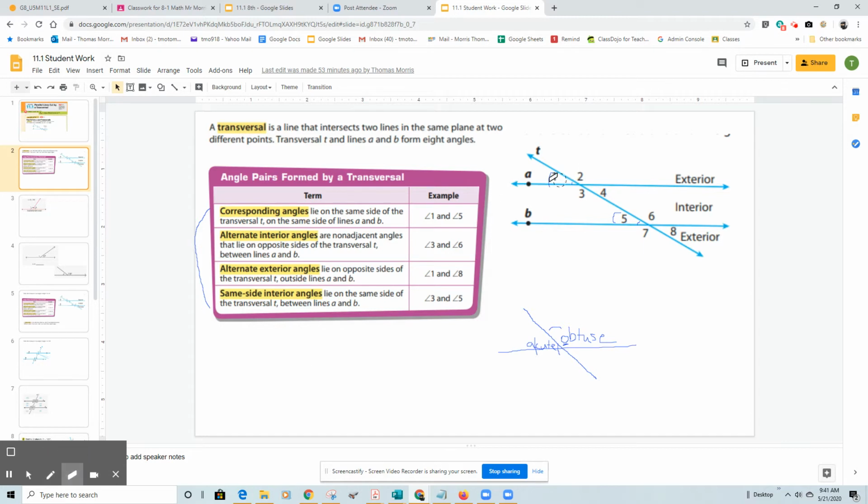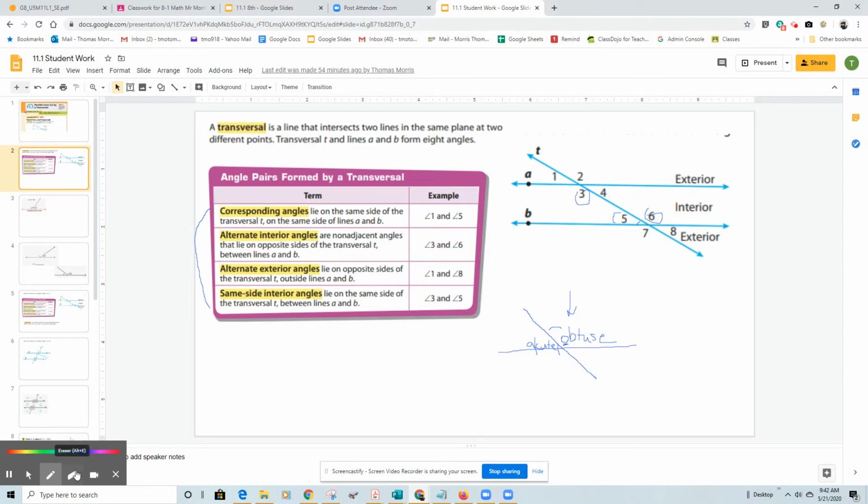Let's look at our next example. Alternate interior angles. Interior means on the inside. So take a look at 3 and 6. I'm going to circle those. Take a look at them. Is it the bigger one or the smaller one for each of them? They're both bigger, so they're both obtuse angles. So notice how those are both equal right there.